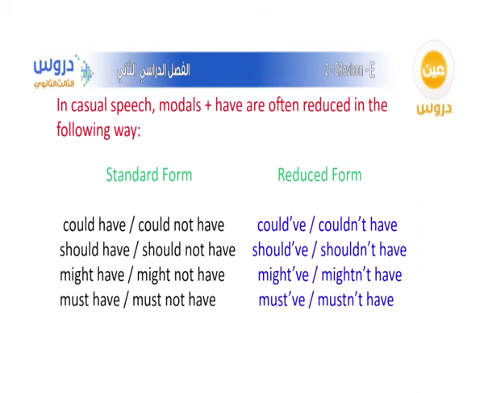The standard is could have, but normally native speakers don't say the standard form, they say the reduced form. Instead of saying should have, they just say should've or shouldn't have. If it's negative, then have is pronounced completely, and the reduction is with could and not. Couldn't have, could've, should've, might've, must've. Okay? Are you following? Okay, good.